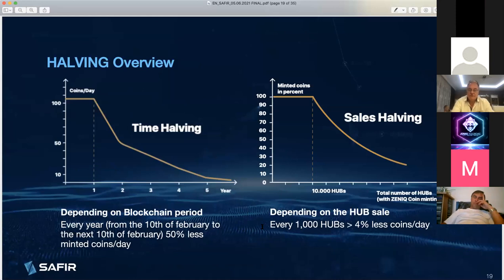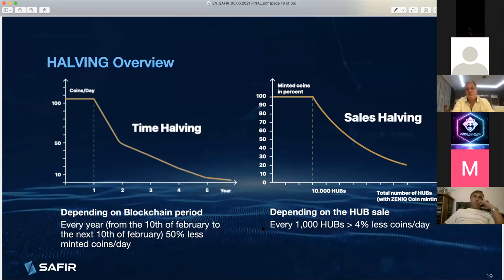Something that is, though, very important to understand is the halving. And there is not just one, it's 2 systems that work together. So the halving of the blockchain and the blocks inside the blockchain, which means one block has the total capacity of X amount of coins, and sales halving is another part. But I will start with the coin halving.